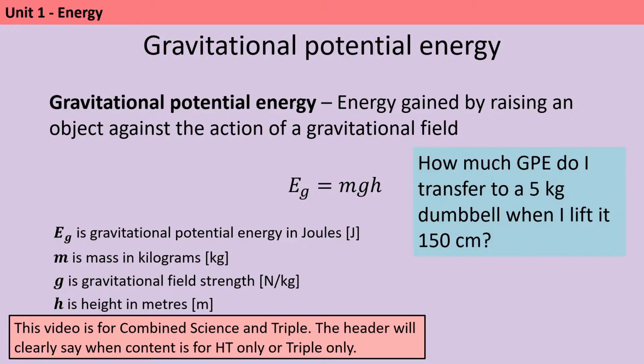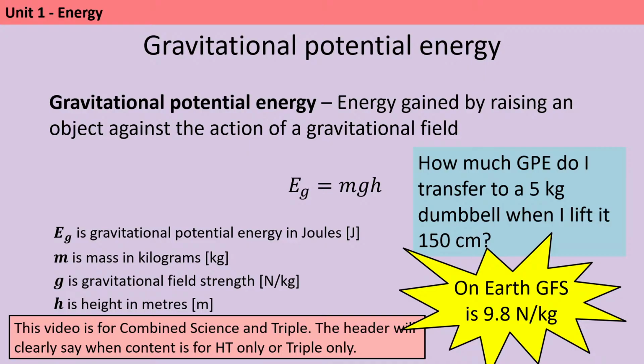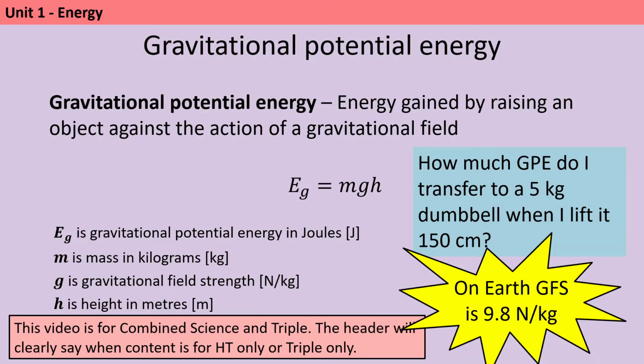So if a question asked how much gravitational potential energy was transferred to a 5 kilogram dumbbell when it was lifted by 150 centimetres, firstly, I'd need to know the gravitational field strength. And if you're doing combined science, then you are going to be given that value. I'd also need to watch out for the fact that the height here has been given in centimetres, so I would need to convert it.